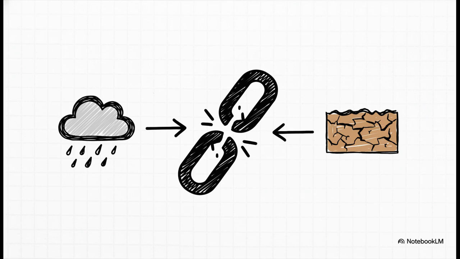There is only one scenario where this happens. It's when the first part is true, it is raining, but the second part is false. The ground is somehow bone dry. That's a broken promise. That's a lie. So the whole if-then statement becomes false. In every other situation, the promise is technically not broken, so the statement is considered true.